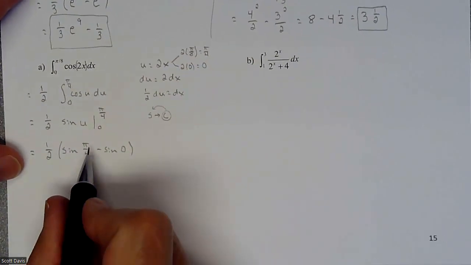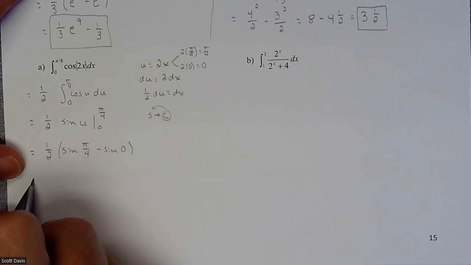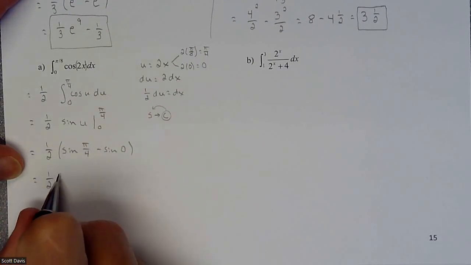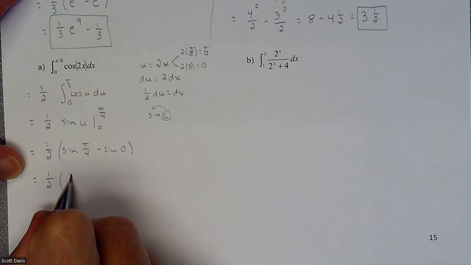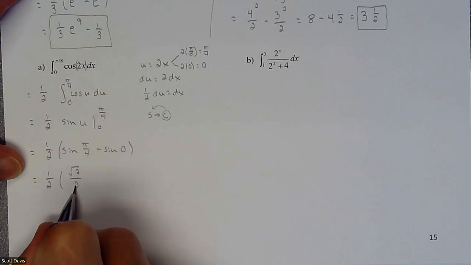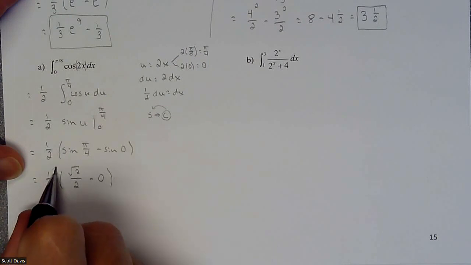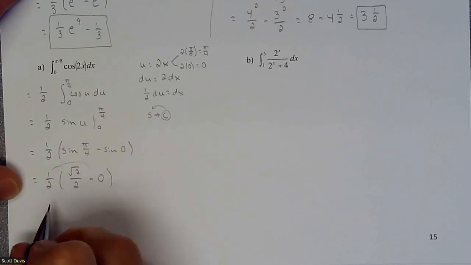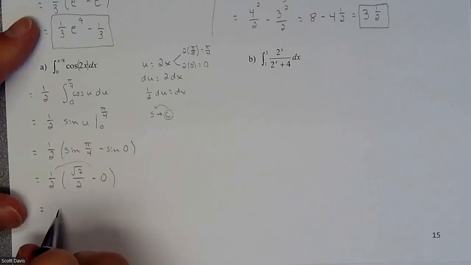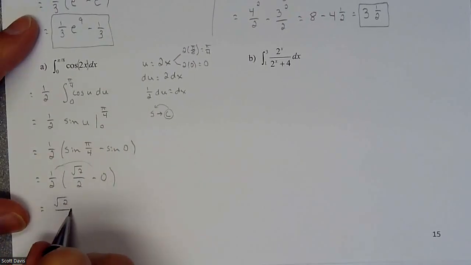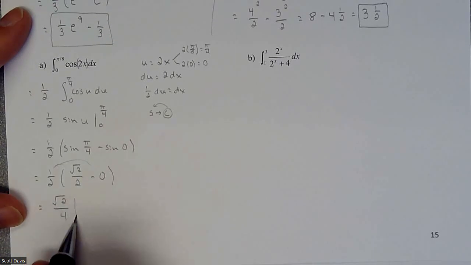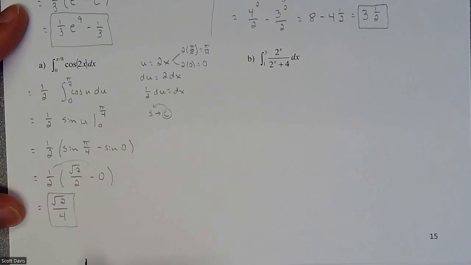And sine of pi over 4 is 45 degrees. And so sine of 45 degrees is root 2 over 2. Sine of 0 is 0. And if I distributed a 1/2 into that, I'm going to get a root 2 over 4. And then that's going to go away. And that would be my area under the curve.